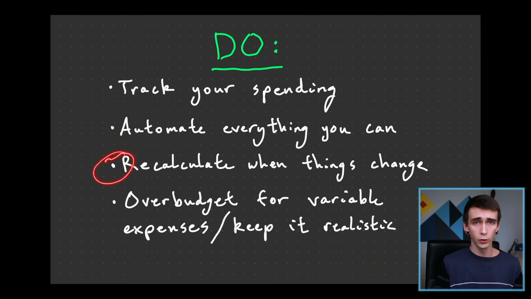The next thing that you should do is to recalculate when things change. So maybe one of your bills changes in price, maybe your rent went up, maybe you want to change the frequency that you're investing in your Roth account. When these things happen, with this method, it is really easy to recalculate because you just take that previous total and then you figure out what the new total is for the variable that's changing, and then you just figure out what that new weekly amount is.